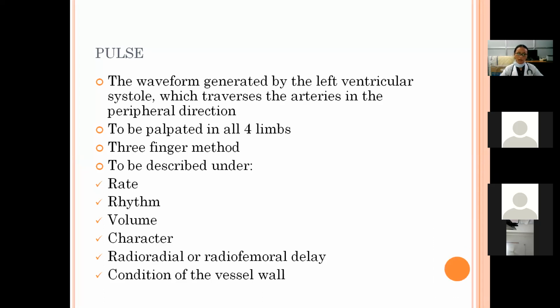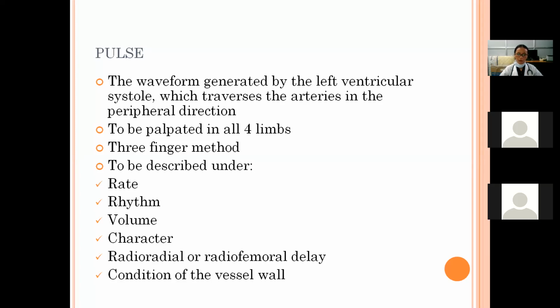For the radioradial delay, you have to palpate both the radial arteries simultaneously. In a normal child, both the radial arteries will pulsate at the same time. If there's a delay, like you see in coarctation of aorta, then that you have to comment upon.